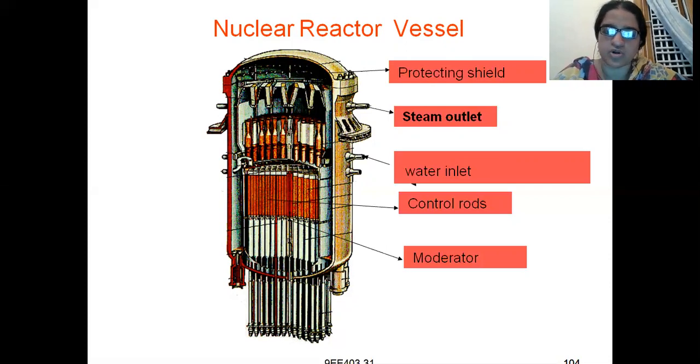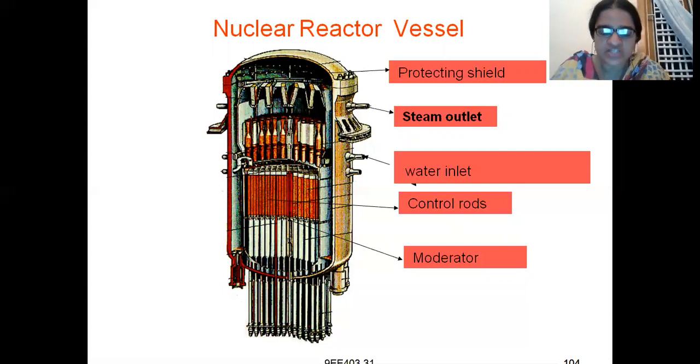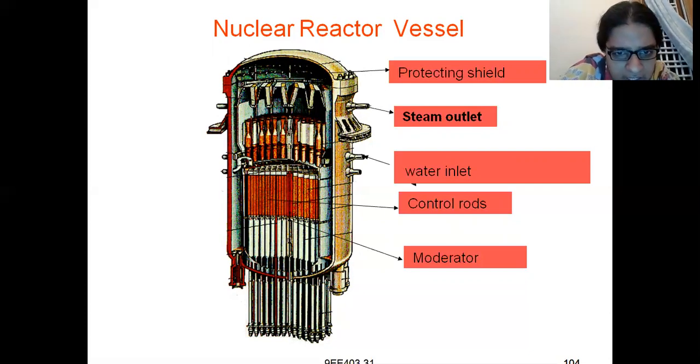Again, you have control rods, which are of a light orange color, and your moderator is in between the fuel rods. So this is about the nuclear reactor vessel. They have shown all the parts, the inlets and outlets, and what all parts are there in our nuclear reactor vessel.